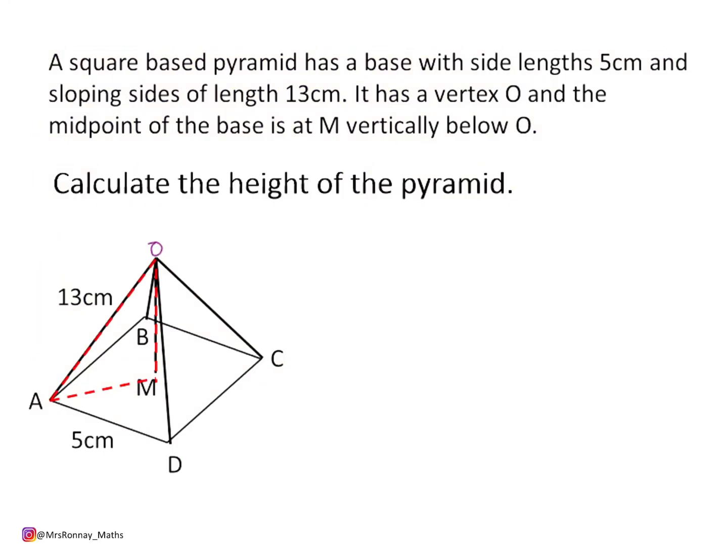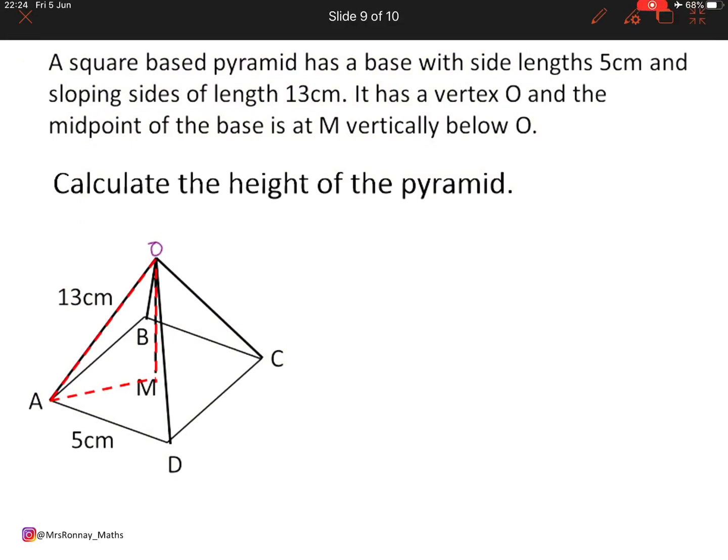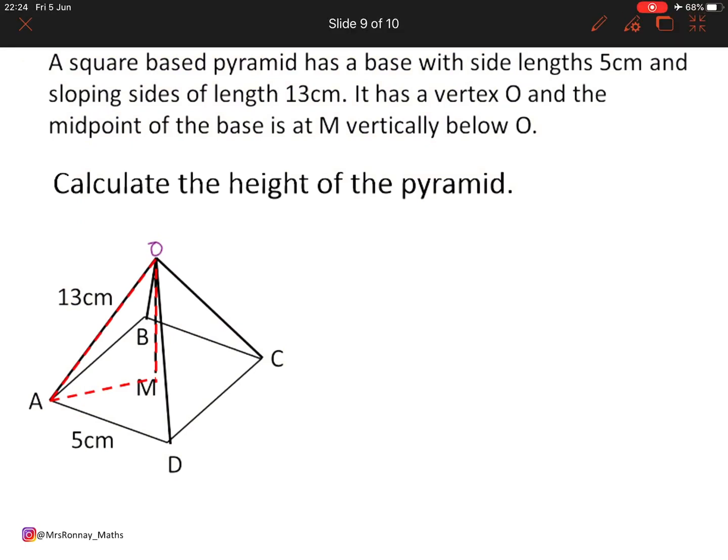Okay, a little bit of a trickier one. A square base pyramid has a base with side lengths 5 centimetres and a sloping side of 13 centimetres. It has a vertex O and a midpoint of the base is at M vertically below O. Calculate the height of the pyramid. So a little bit trickier this time just because it's a different shape, but it's the same principle that we have to apply. Okay, so we want to find the height this time.